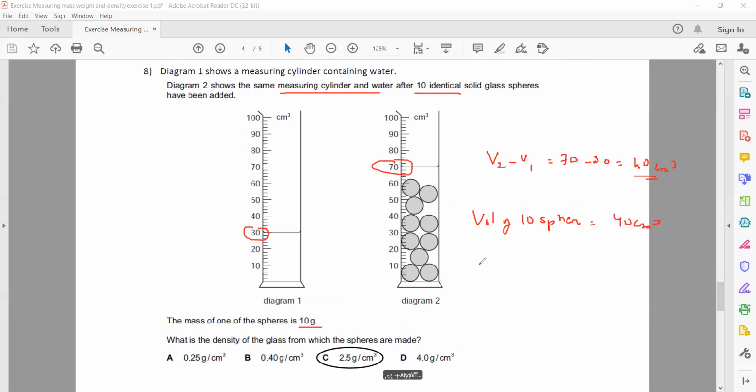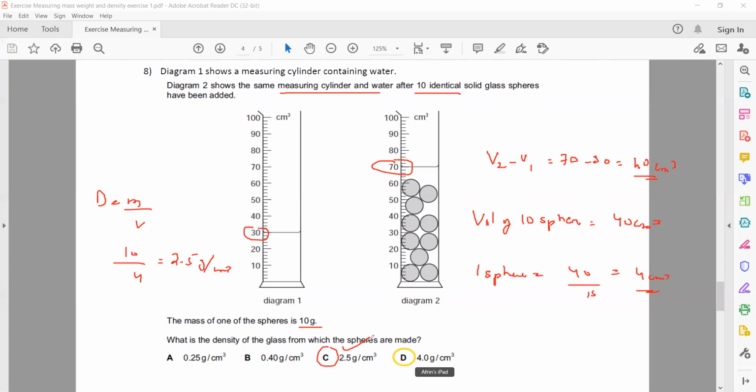What will be the volume of one sphere? This will be 40 divided by 10. So the volume of one sphere will be 4 cm cube. The mass is 10. To get the density, mass over volume, the mass is 10 and the volume is 4. 10 divided by 4, it will be 2.5 gram per centimeter cube. So C will be the right answer.